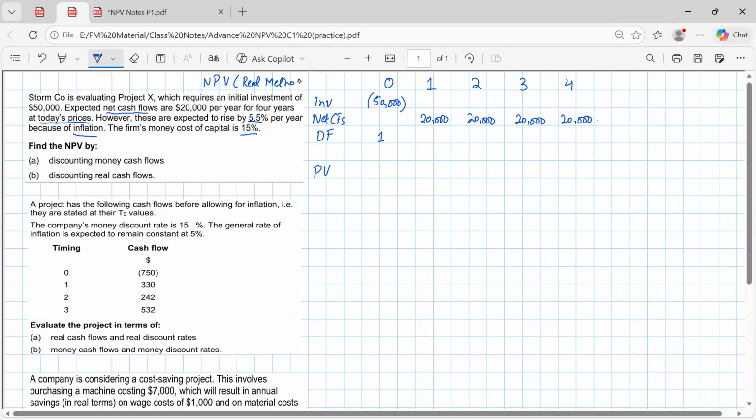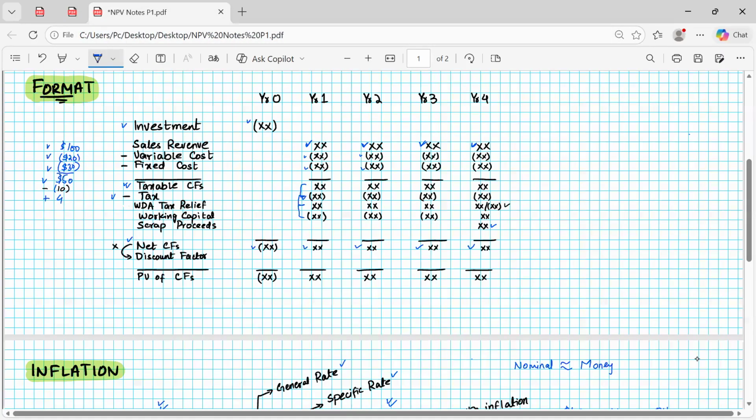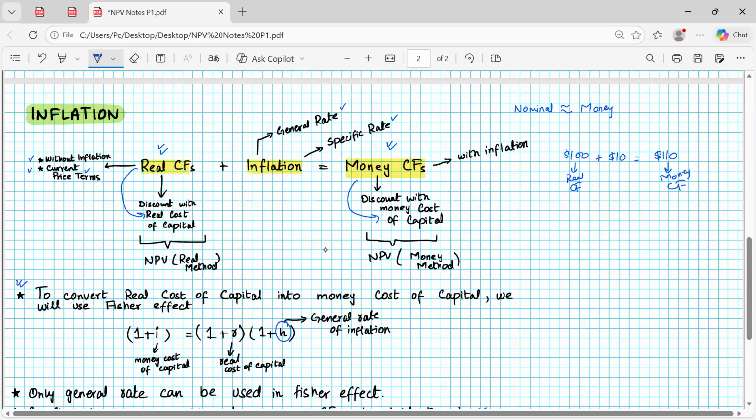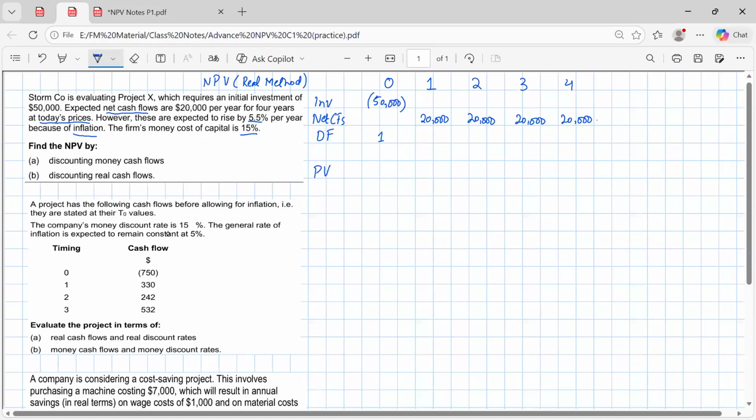For doing the NPV real method, which cost of capital do you need? There are two types of cost of capital: real cost of capital and money cost of capital. If the cash flows in the question are real cash flows, which cost of capital do you need? Real cost of capital. Obviously, the name itself is telling you. Real cash flows do not include the impact of inflation, so the cost of capital should be real.